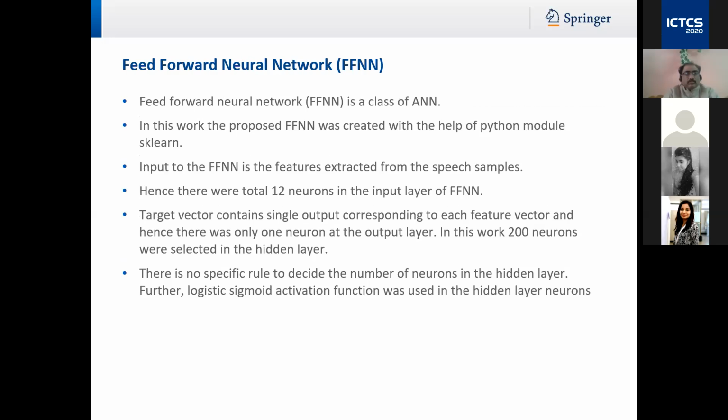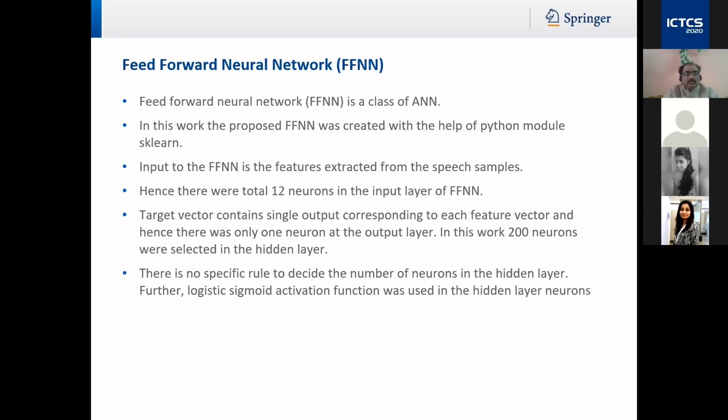Yes. The feed forward neural network, as I said earlier, is a class of ANN. In this work, the proposed FFNN was created with the help of the Python inbuilt module sklearn. The input of the FFNN is the feature extracted from the speech sample using MFCC. Hence, there were a total of 12 neurons in the input layer of the FFNN.